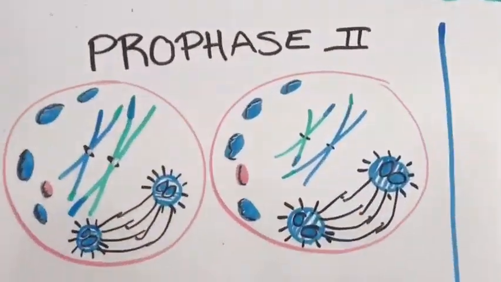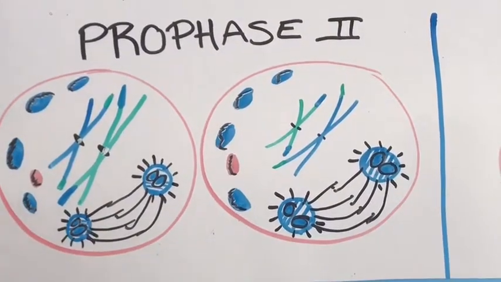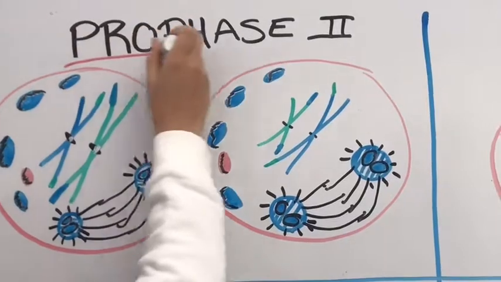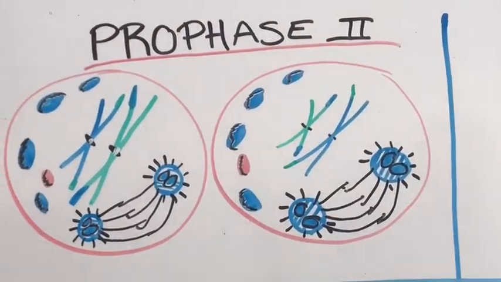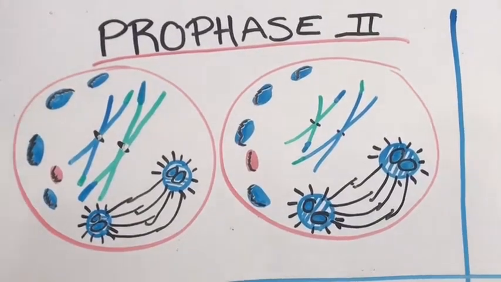During meiosis 2, chromosomes with 2 sister chromatids each condense again. Centrioles, if present, migrate to opposite poles and spindle fibers start to form. The nucleolus and nuclear membrane disintegrate.